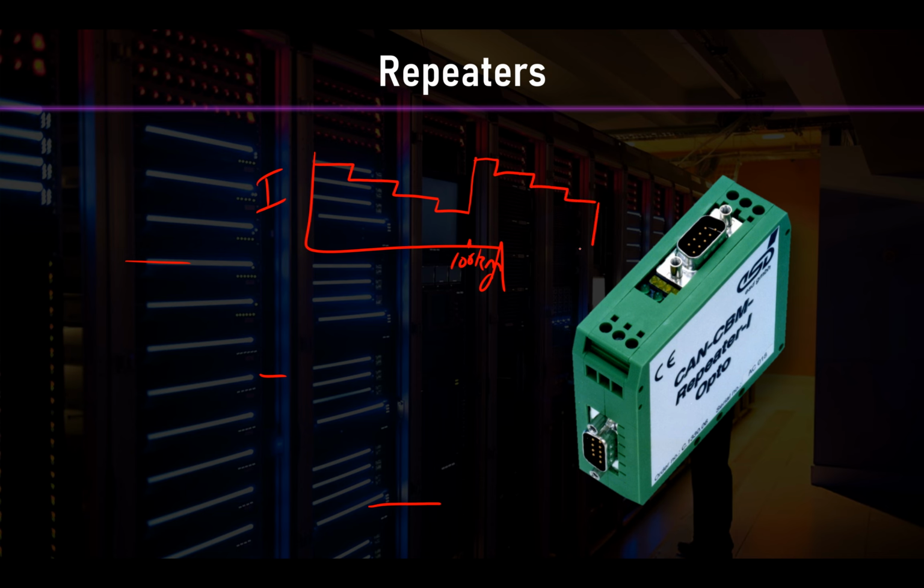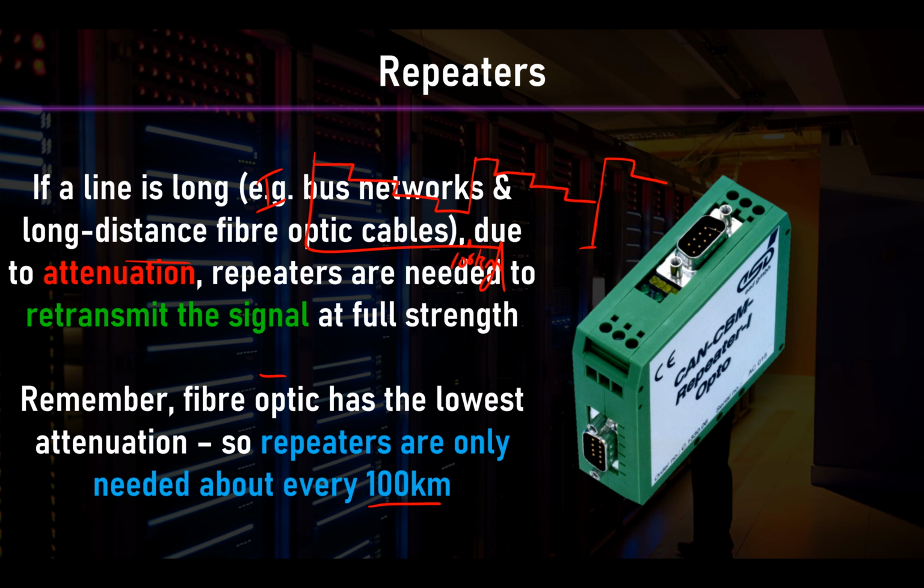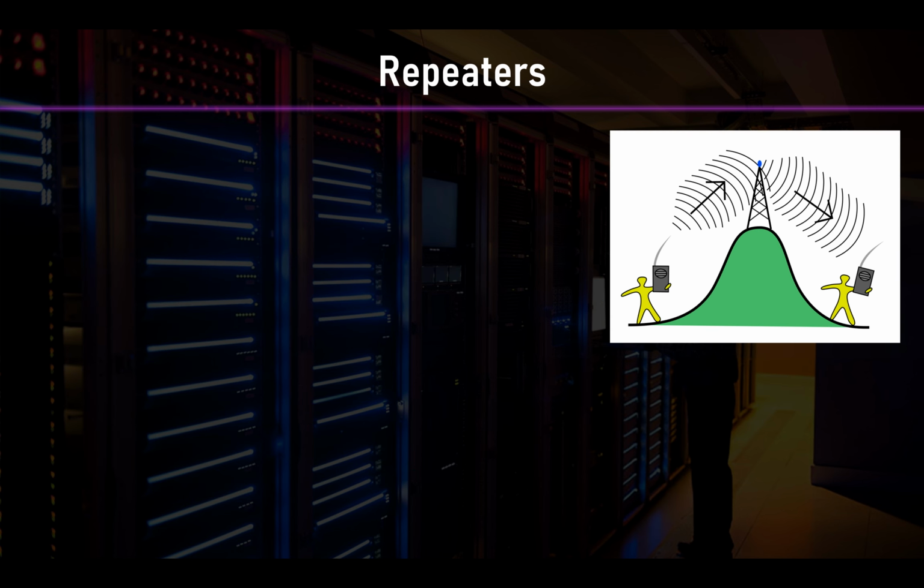Then, I guess, at 200 km, we're just going to boost it again. So hopefully that makes sense why we need that, just to stop signal loss due to attenuation.